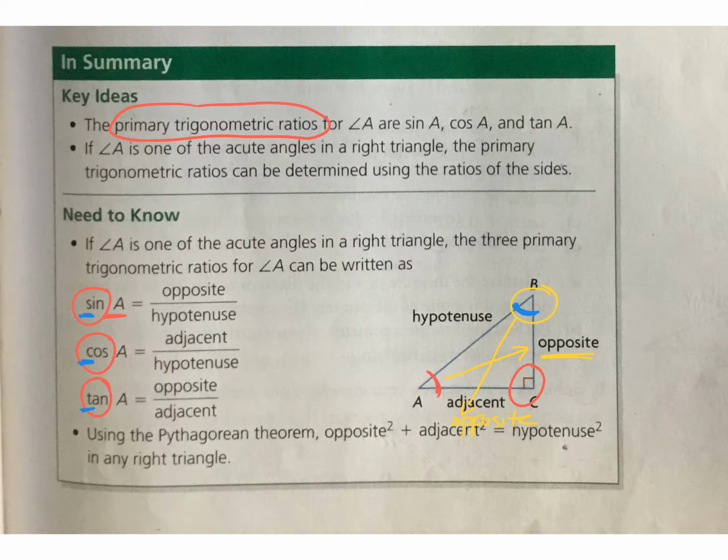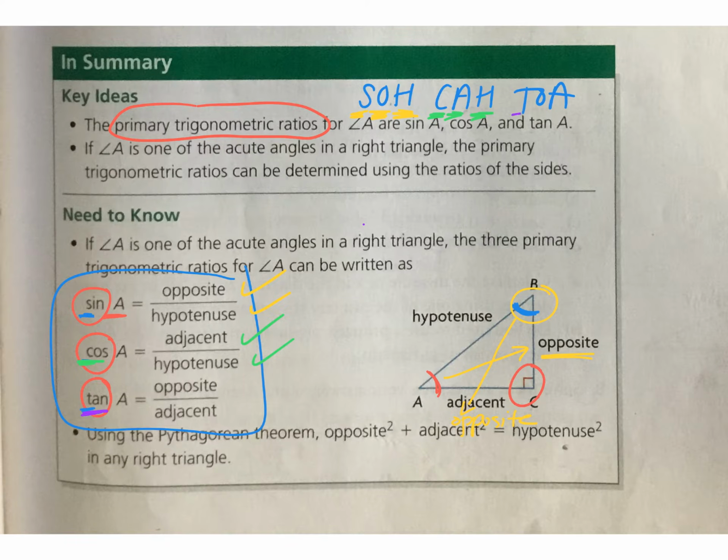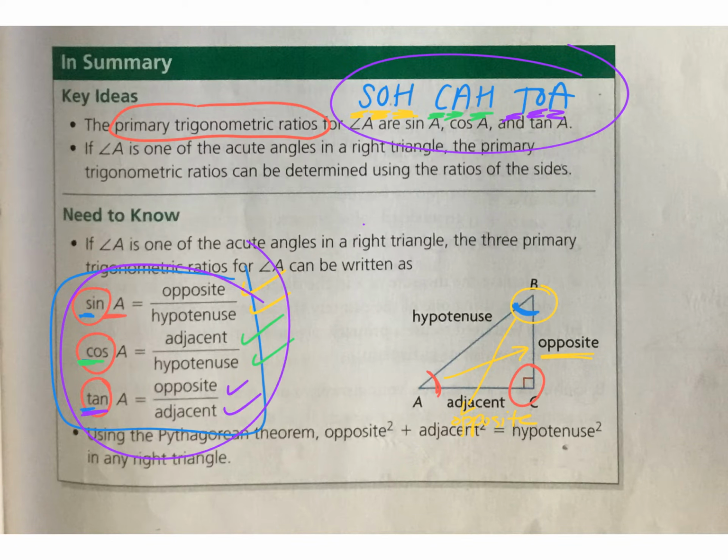So these are the three trig ratios. And what can you use to remember them? SOH CAH TOA. Sine ratio is equal to opposite over hypotenuse, right? Cosine ratio is equal to adjacent over hypotenuse, and tangent ratio is equal to opposite over adjacent. Memorize this, and it'll be easy to solve.